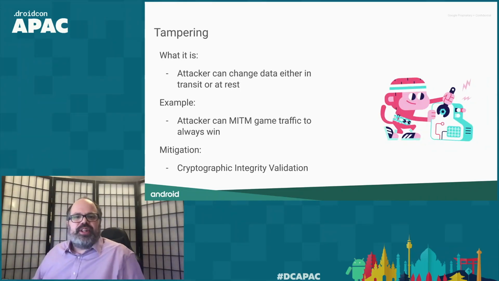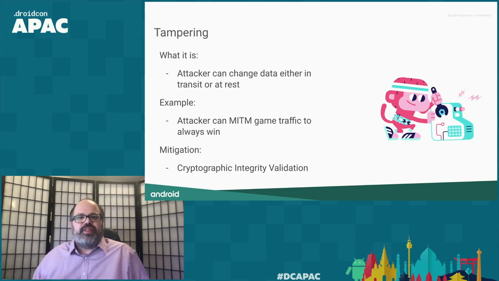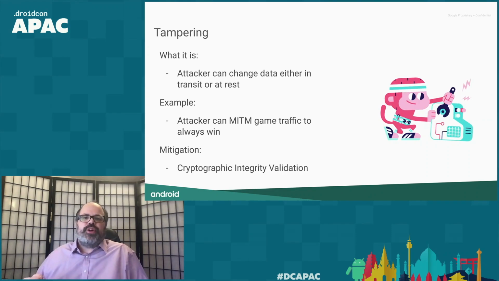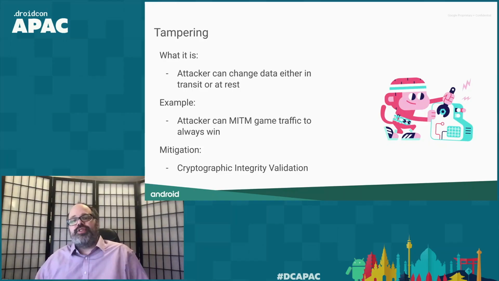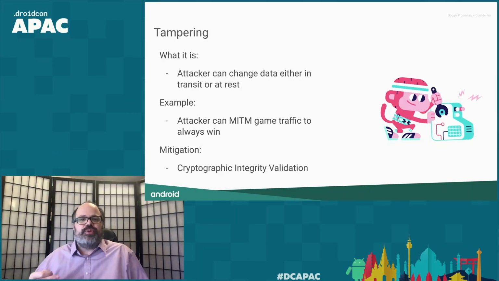Tampering is when an attacker can change data either in transit or at rest. The canonical example of this is a monkey in the middle attack, wherein traffic is routed through an attacker's network and is able to change the packets on the fly. Cryptography is our solution here. Strong cryptographic message signing and a secure channel through which to send the message.